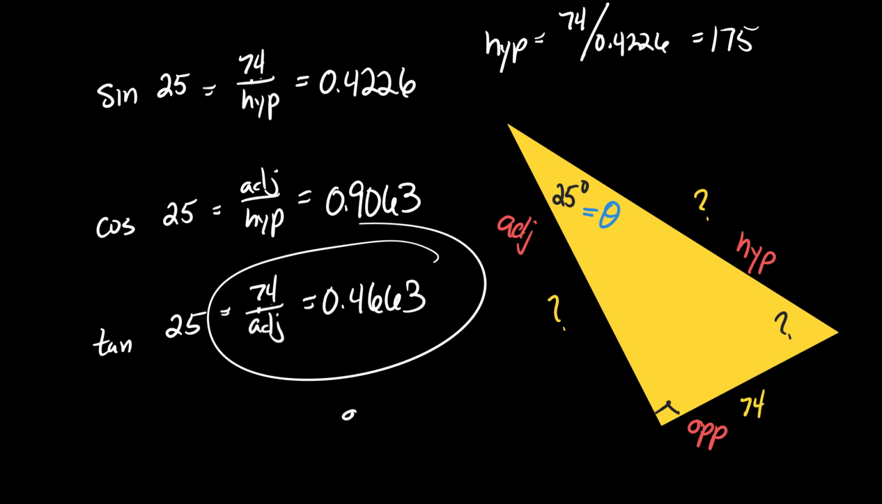And then the adjacent side, I'm going to get 74 divided by 0.4663. And I get 158.7.